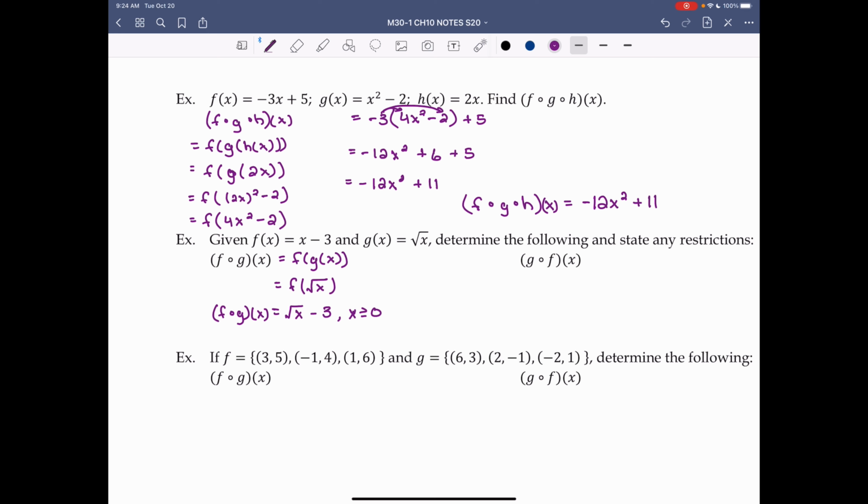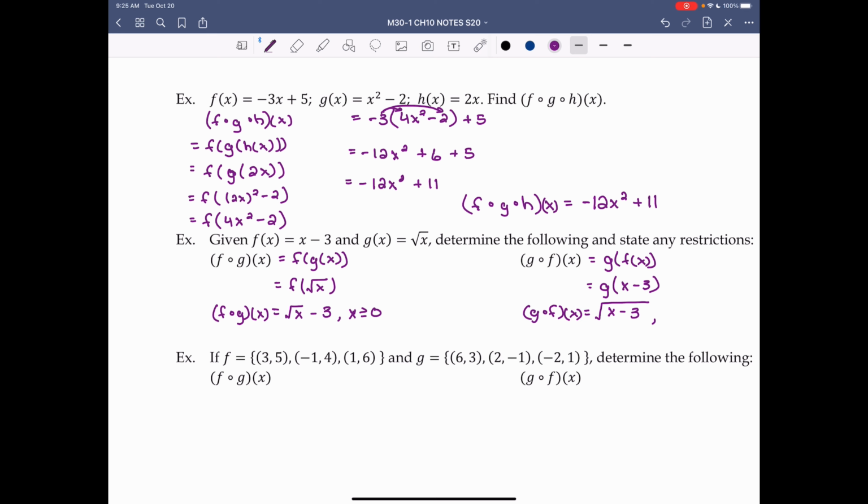g of f of x we can write as g bracket f of x, which becomes g of what is f of x? It's x minus 3. Then we sub x minus 3 into g of x where there's an x. g of x is square root of x, so we get square root of x minus 3 is g of f of x.